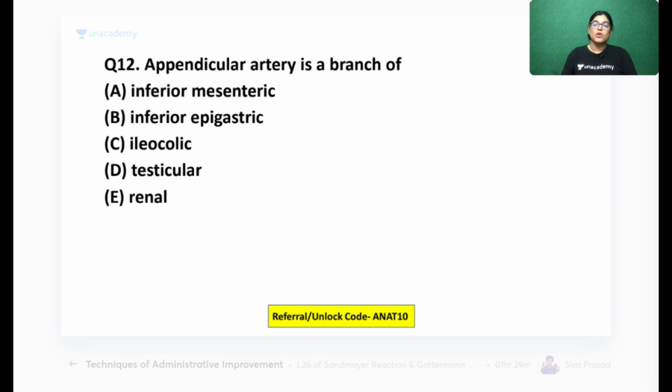Appendicular artery is a branch of which of the following arteries? Inferior mesenteric artery, inferior epigastric artery, ileocolic, testicular or renal artery. Five options are there. Mark the correct answer. Appendicular artery is a branch of which of the following arteries? Question number 12. Mark the correct answer.